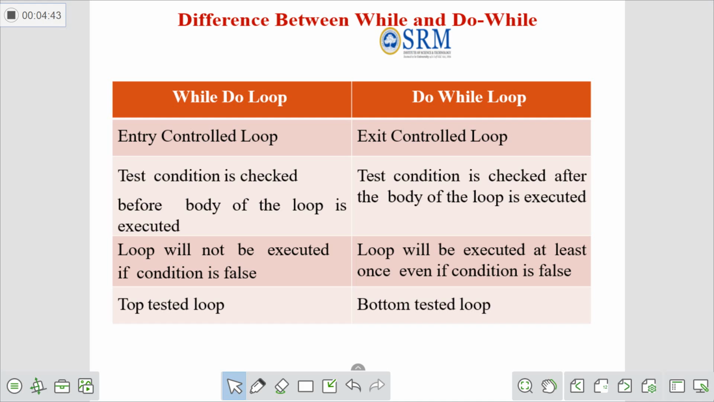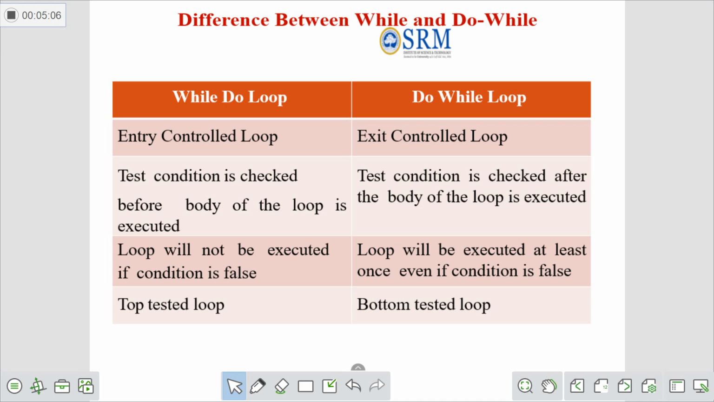So, while loop structure and do while loop structure. First, what is the definition of it? The while loop is called the entry controlled loop. So first it checks the condition, then executes. Whereas the do while loop is called the exit controlled loop. In the while loop, the test condition is checked before the body of the loop is executed, so that is where the name comes from. In the do while loop, the test condition is checked after the body of the loop is executed.